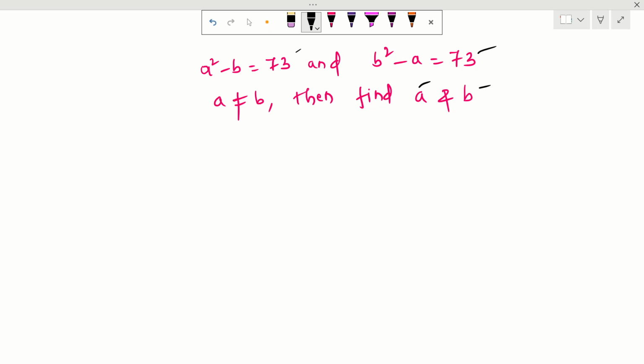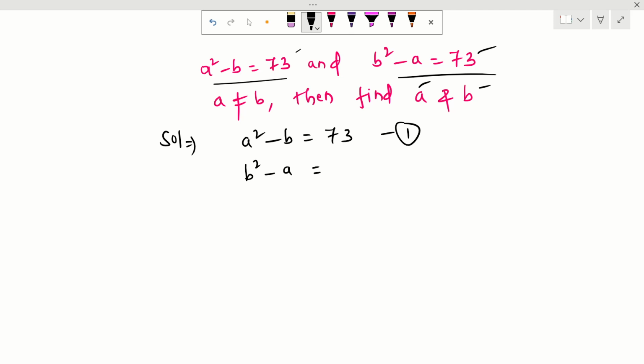Let us see the solution of this equation, and I will write these equations. These two equations are given as equation number 1 and 2. A square minus B equal to 73, I will call equation number 1, and the second one, B square minus A is equal to 73, I will call equation number 2. Now both RHS terms are equal, 73 and 73.